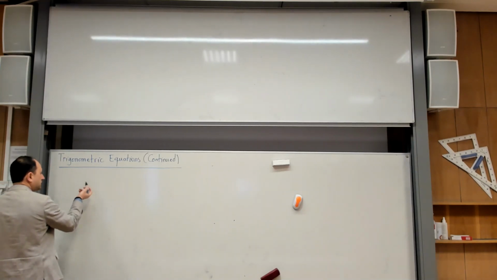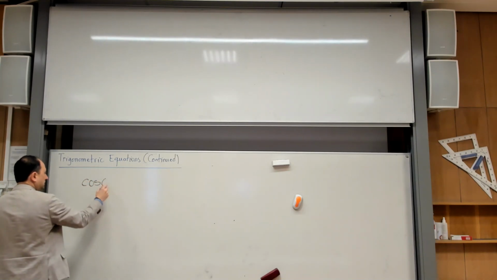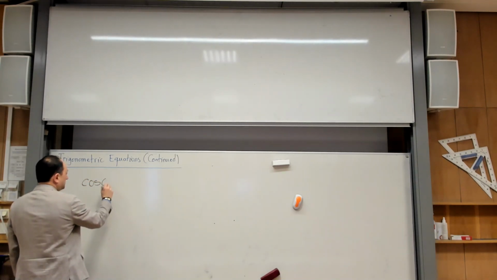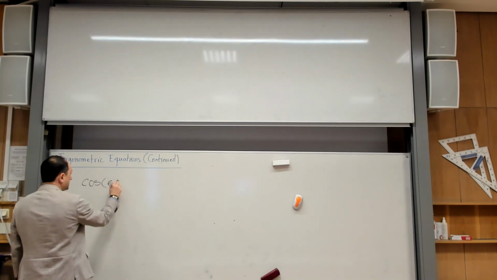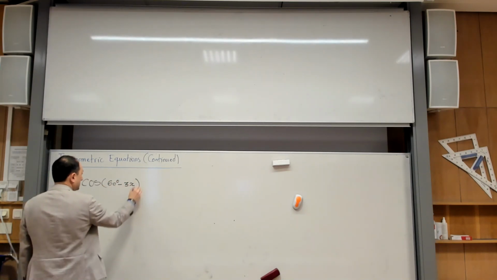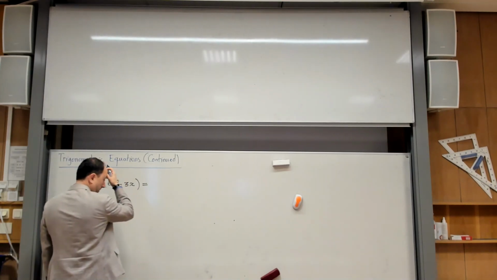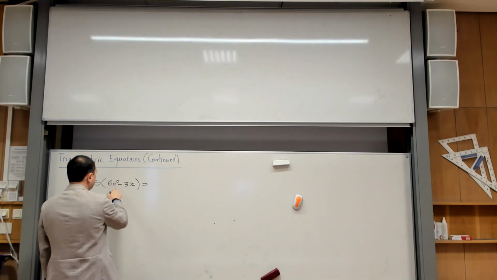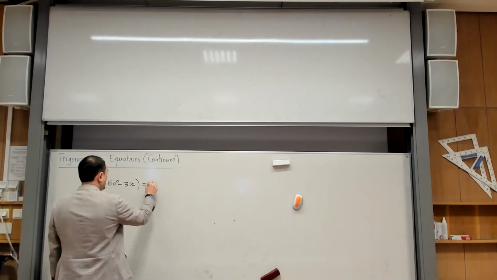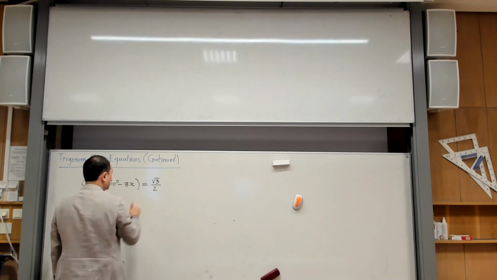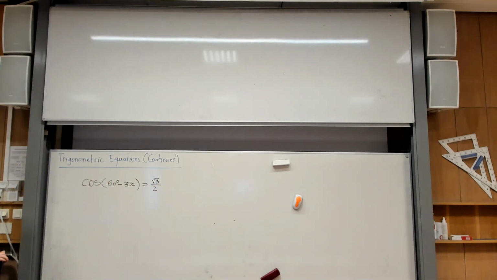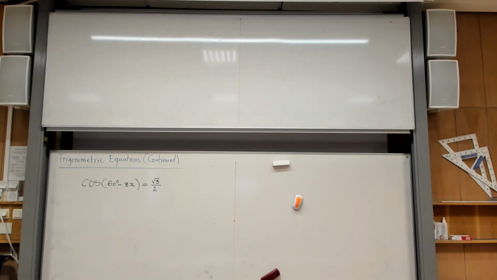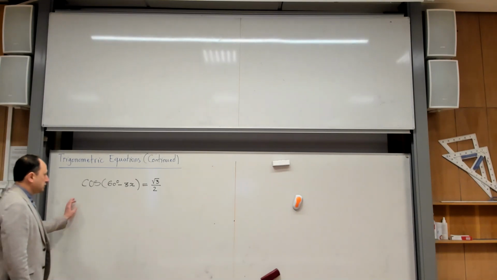So we want to solve this equation. Cosine of 60 degrees minus 3x is equal to square root of 3 over 2. When I say solve, I mean find all possible values for x so that this becomes true, okay? Yes? Do you know the answer? No. But let us try to solve this together.